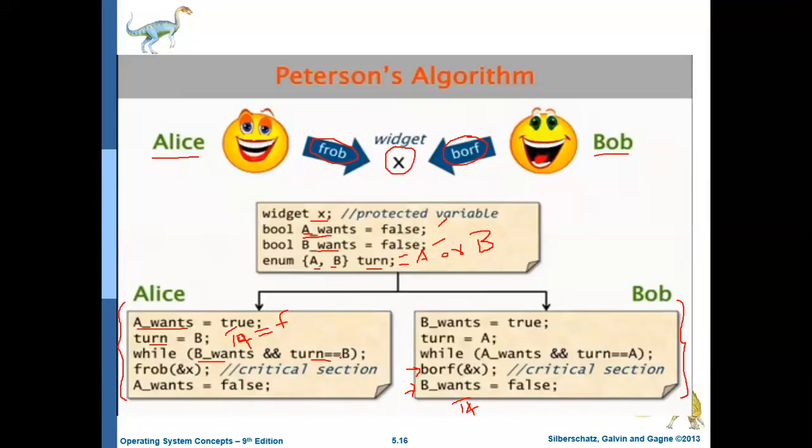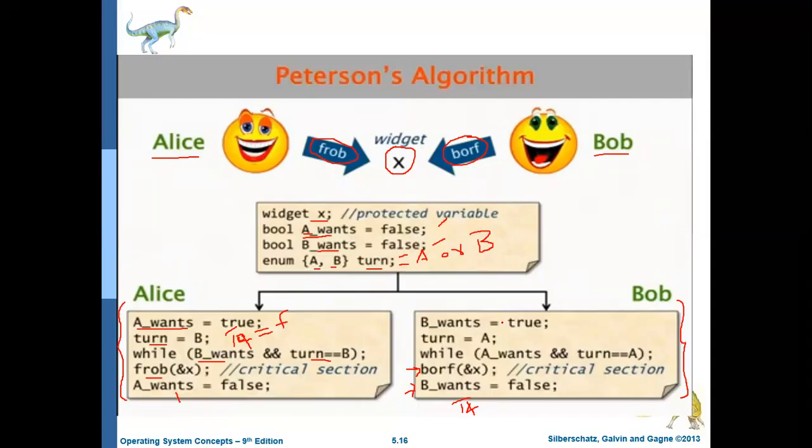So now nobody is in the critical section. Bob is not in the critical section and this while loop fails. So Alice enters the critical section and performs his operation, which is frob. Then he sets A wants as false because his critical section is over. No more he wants.